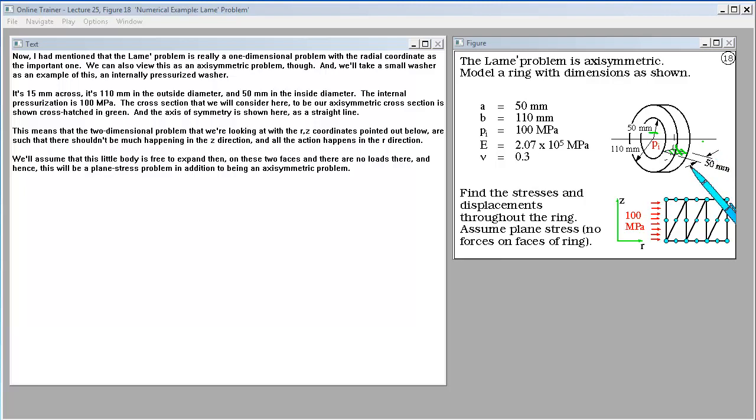This means that the two-dimensional problem that we're looking at, with the RZ coordinates pointed out below, is such that there shouldn't be much happening in the Z direction, and all the action happens in the R direction. We'll assume that this little body is free to expand then on these two faces, and there are no loads there, and hence this will be a plane stress problem in addition to being an axisymmetric problem.